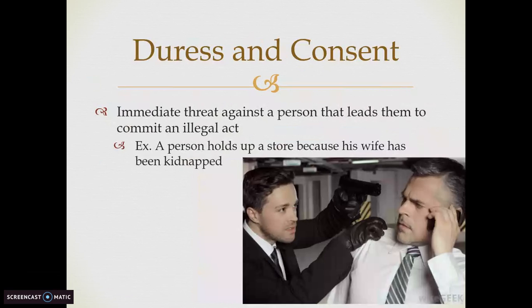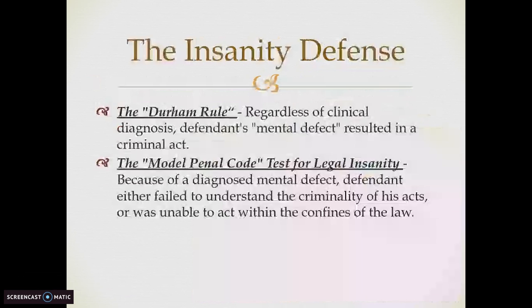If somebody held a gun to you and said, "Go rob that bank," or "We're going to kill you or your family," that would be an example of duress and consent. Once again, you would have to prove this in court, but if somebody forces you to commit a crime, you cannot be held criminally liable. Okay? So I think that's all I have for the different defenses today.